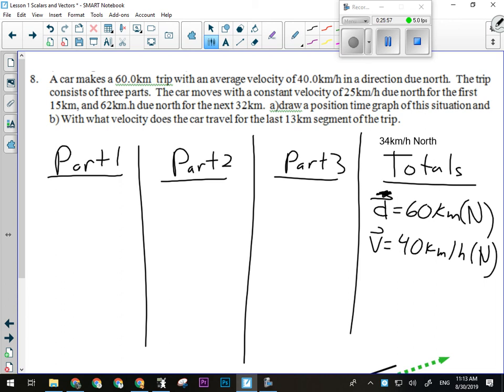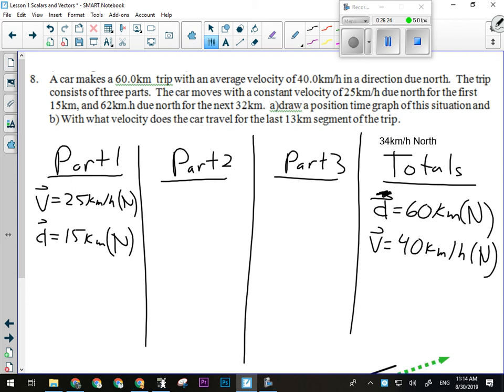And the trip consists of 3 parts. The car moves with an average constant velocity of 25 kilometers per hour due north for the first 15 kilometers. So it's talking about part 1. Right? So my velocity there is 25 kilometers per hour north, and it does that for 15 kilometers. Okay, everybody kind of following what I'm doing here? Just reading the question and writing down what the question is telling me.